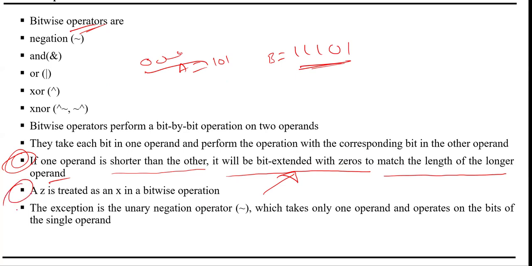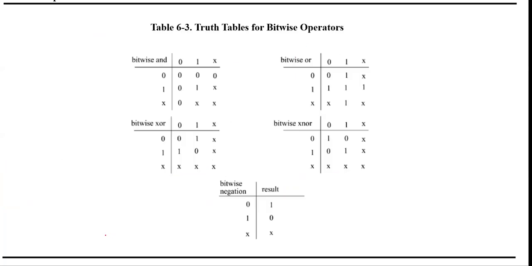This is also important here. A Z is treated as an X in a bitwise operator. If you have high impedance, then that is treated as unknown. This we have already seen. The exception is this one, which takes only one operand and operates on the bits. This we have already seen. And that's all here. And here, this is the table that we have to remember.